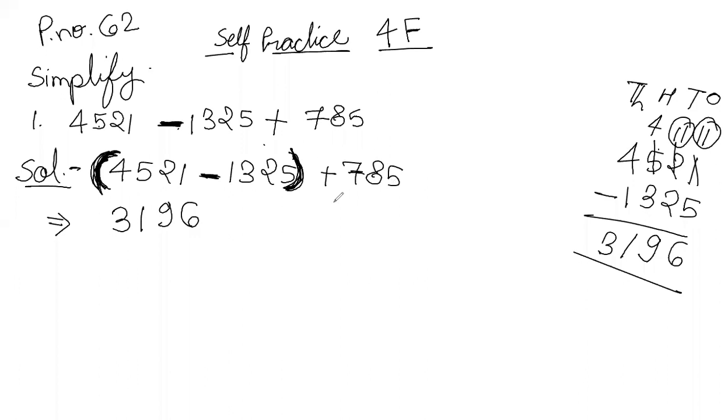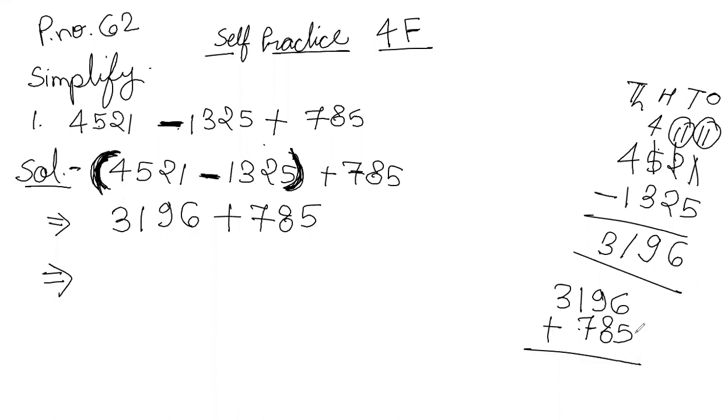Now you solve the bracket. Now write all the remaining part. Whatever remaining part is there, write it as it is. Plus was remaining and 785 was remaining. Okay. Now in the next step, solve this. 3196 plus 785. So arrange 3196 and 785 column wise and add both the numbers.